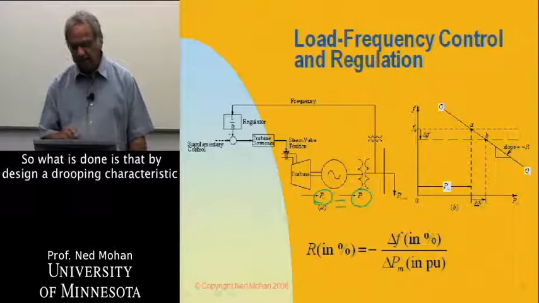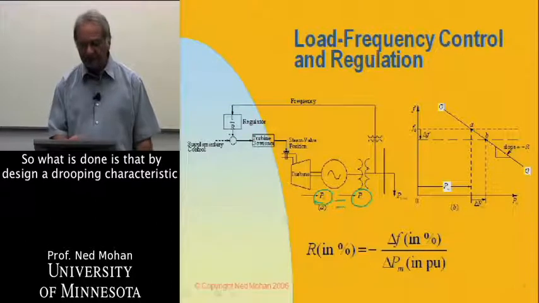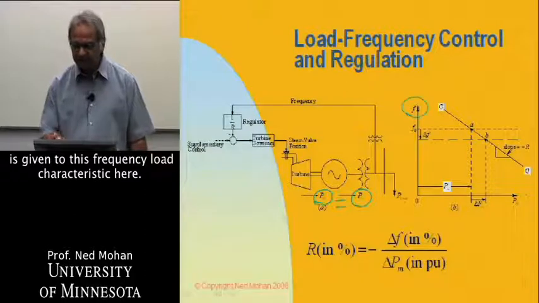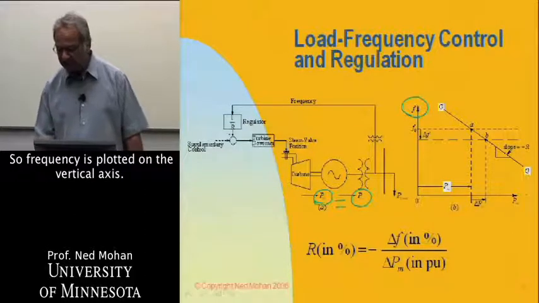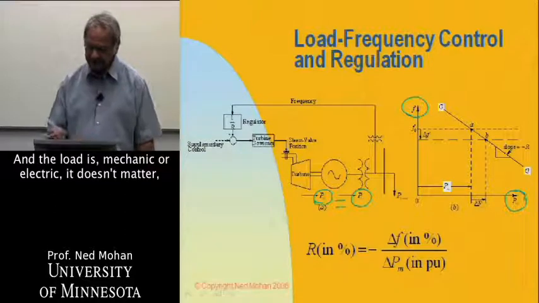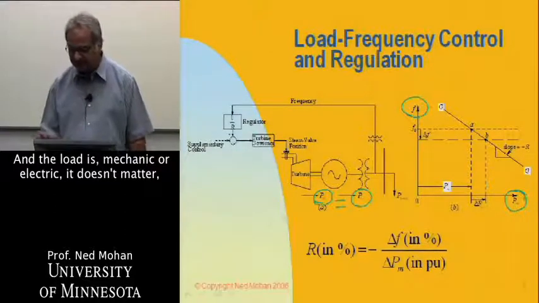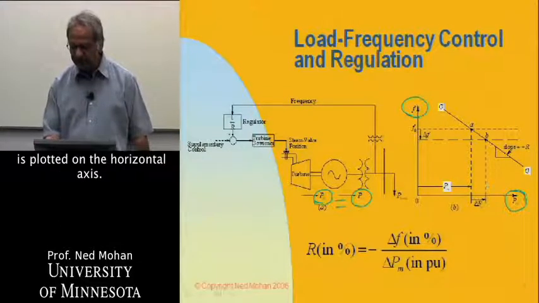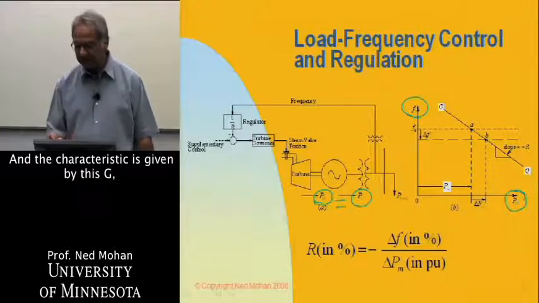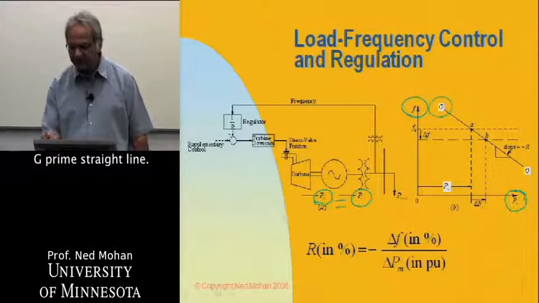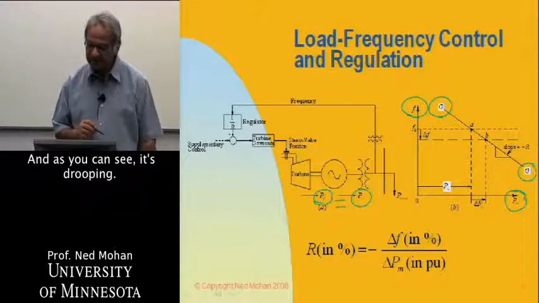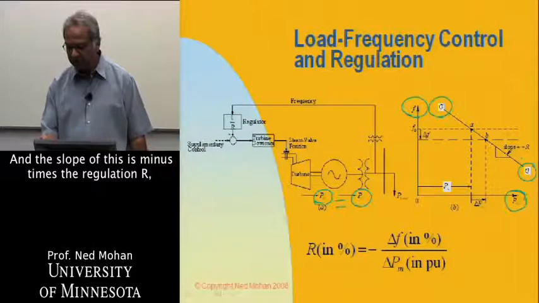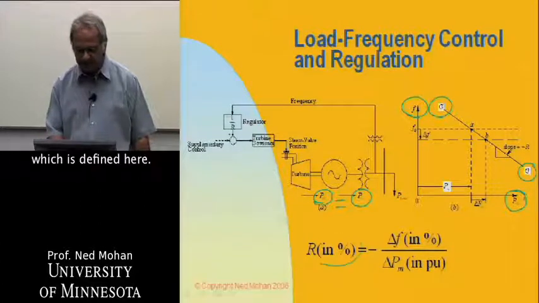By design, a drooping characteristic is given to this frequency-load characteristic. Frequency is plotted on the vertical axis, and the load, whether mechanical or electrical, doesn't matter, they're the same, ignoring the losses in steady state, is plotted on the horizontal axis. The characteristic is given by this G prime straight line, and as you can see, it's drooping, and the slope of this is minus the regulation R, which is defined here.